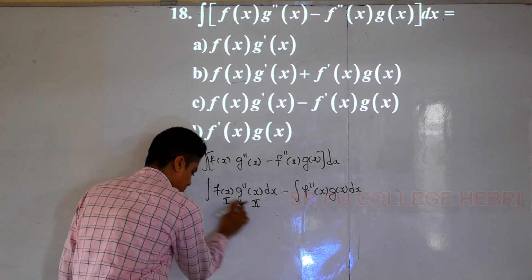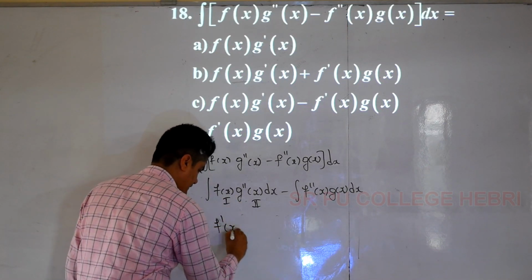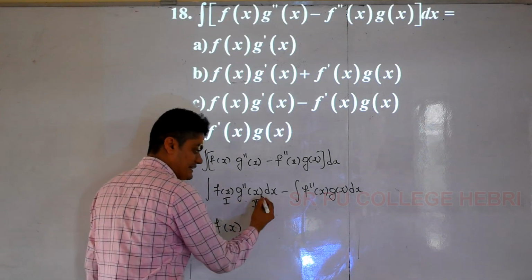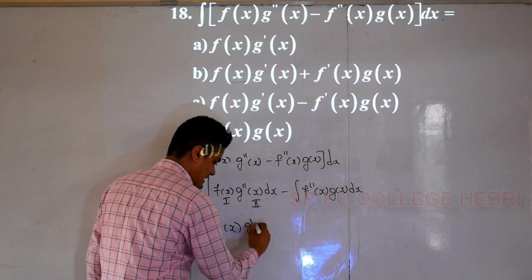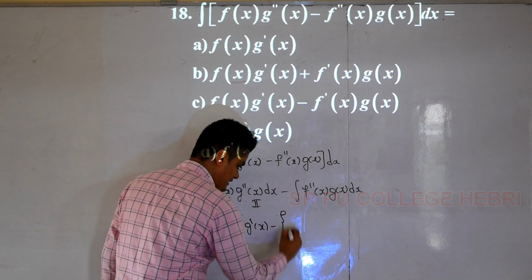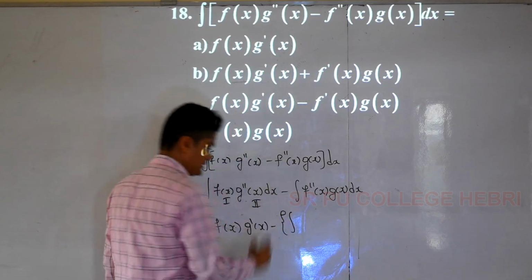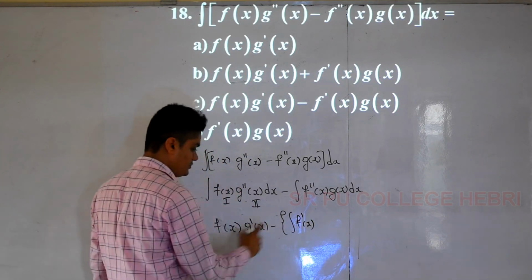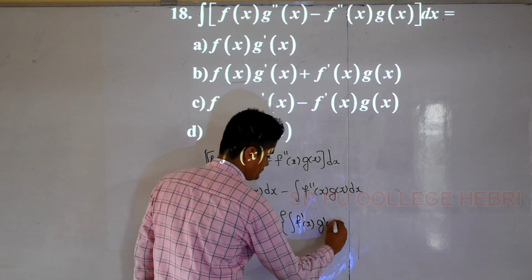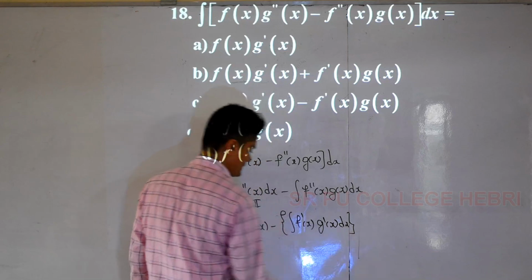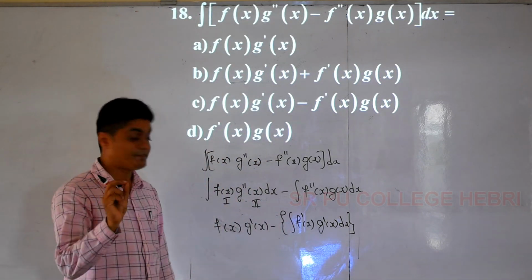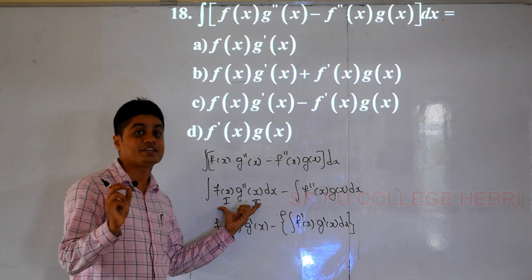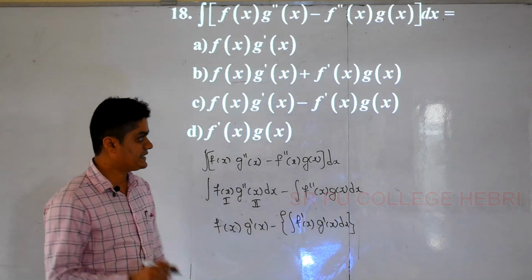So apply integration by parts. Then f of x times integration of g double dash of x, which is g dash of x. Then integration by parts: minus differentiation of f of x into integration of g of x. This is the integration of the first term. Now I'll integrate the next one.